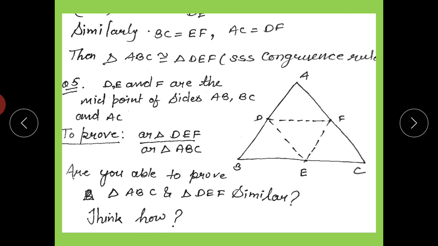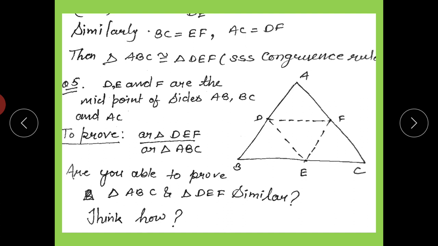Now question number 5, a very important question. D, E and F are the midpoints of the sides AB, BC and AC respectively. Then prove the ratio of area of triangle DEF upon area of triangle ABC. What is it? Now are you able to prove triangle ABC and triangle DEF similar? Then we can find out their areas ratio.